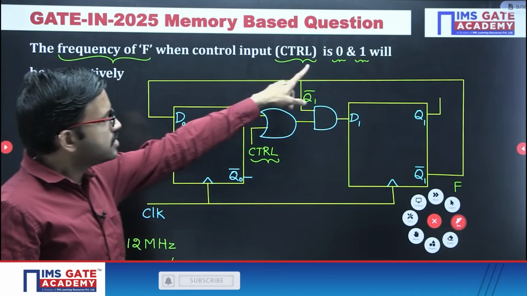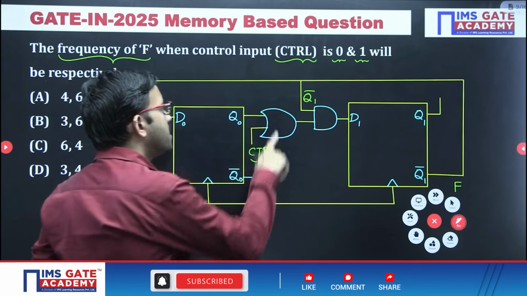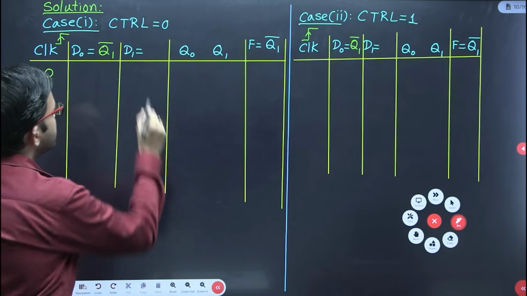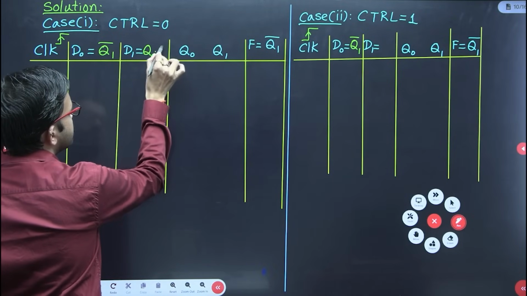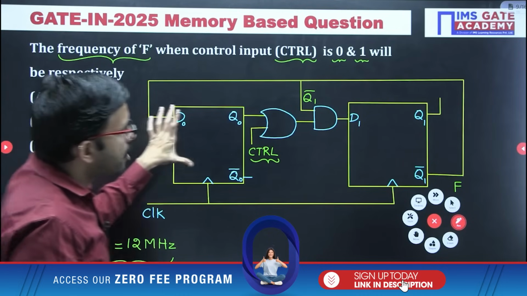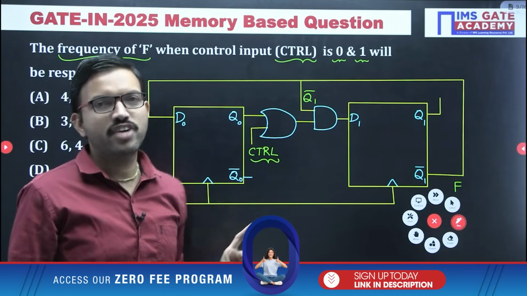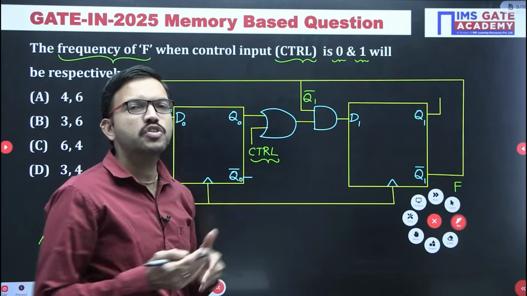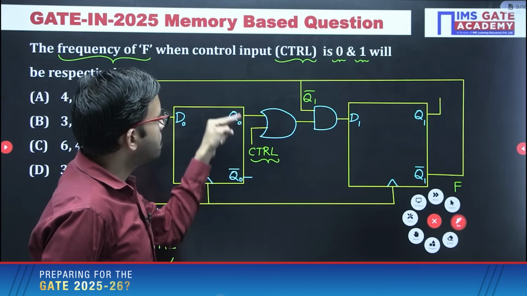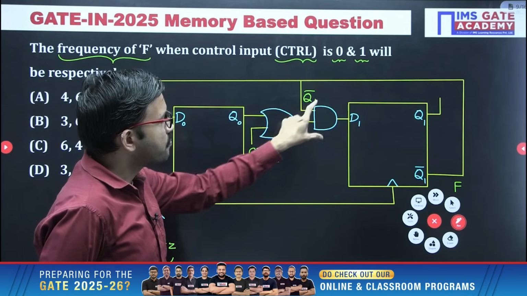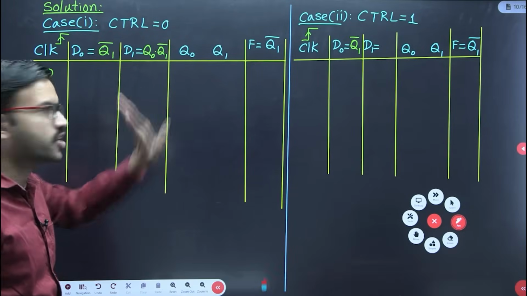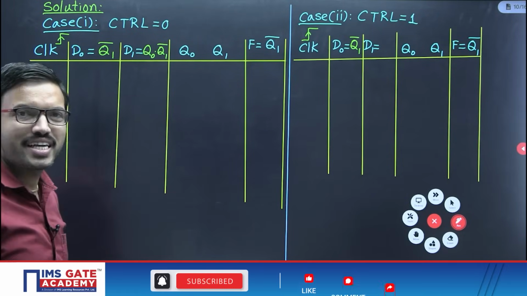Let us consider in case 1 control input is 0. 0 plus Q naught is nothing but Q naught. So Q naught into Q1 bar. I hope it is clear for everyone. Initially you might have thought that you have to write big expression. Need not be. Not at all required. Wherever the simplification possible, do it so that you can get the answer quickly. So I am repeating once again, when control input is 0, 0 plus Q naught is nothing but Q naught. Now AND gate output is Q naught into Q1 bar. Now let us analyze with respect to case 2 also.